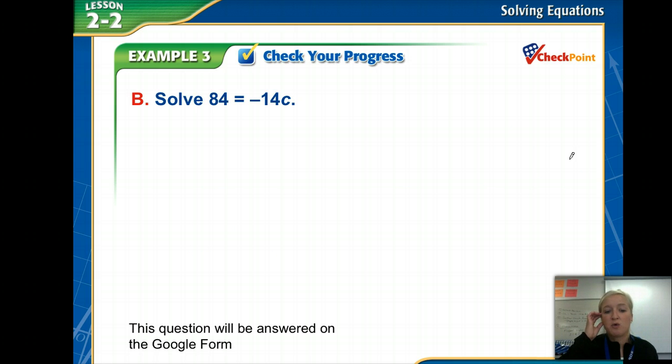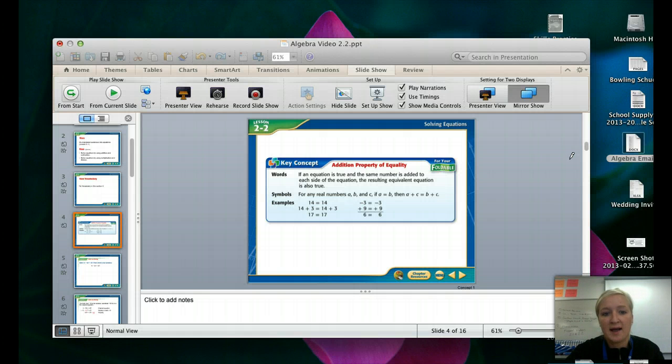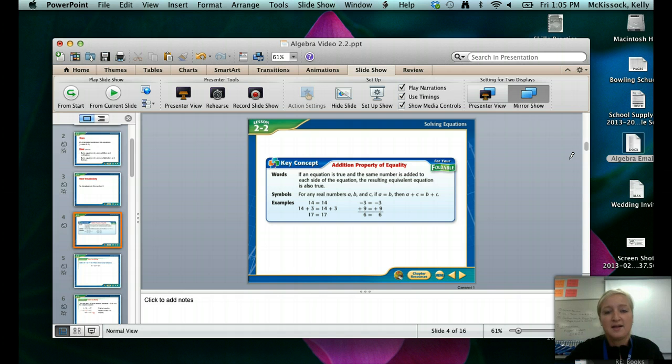This next question will be answered on the Google form, so I'm not going to go through this one with you, but make sure you have it in your notes, and then you will record your answer on the Google form at the very end of the lesson. And I believe we are at the end of the lesson, so if you have any questions, feel free to write them in the Google form. Otherwise, we will look forward to doing our homework on Monday.